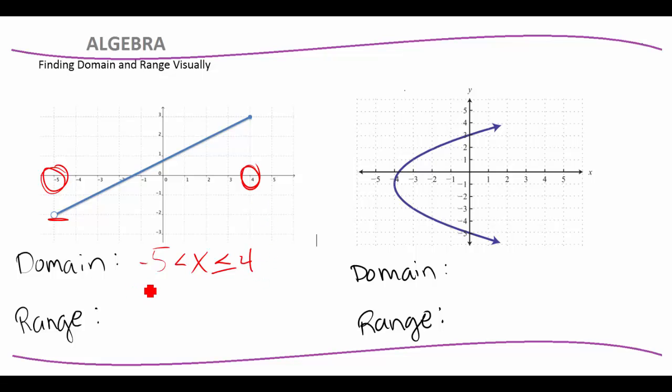Let's write this in interval notation. We're going to have a parentheses, -5, because we do not include -5, comma, 4, bracket, because we include the 4. So let's look at the range.